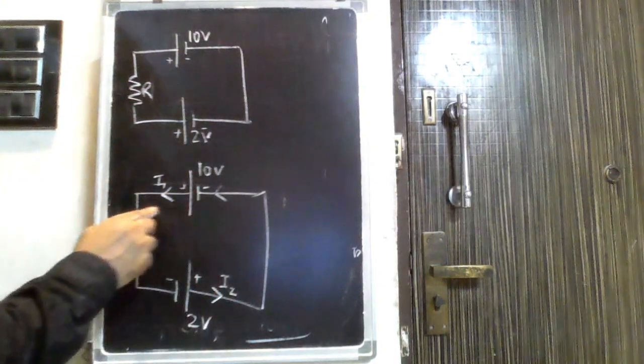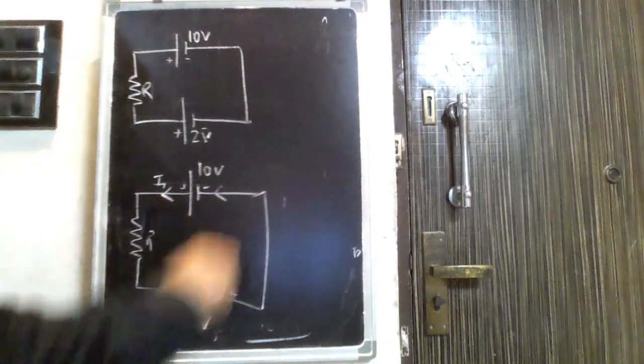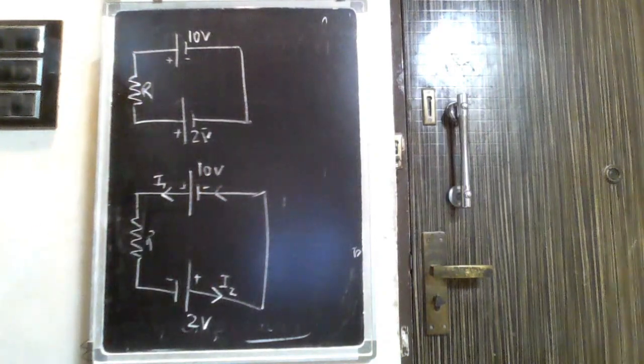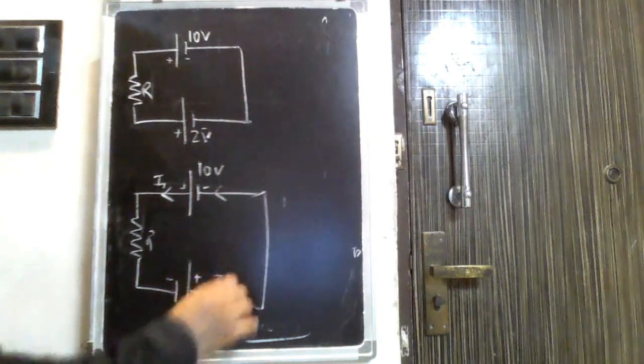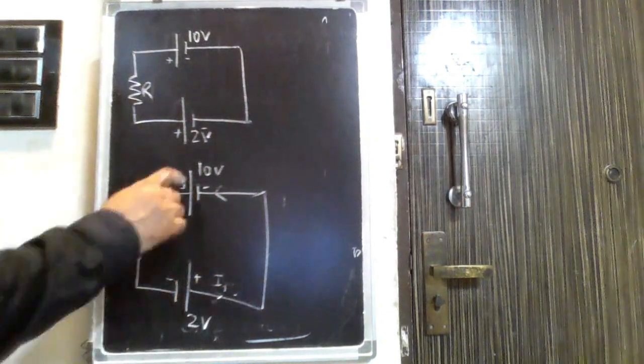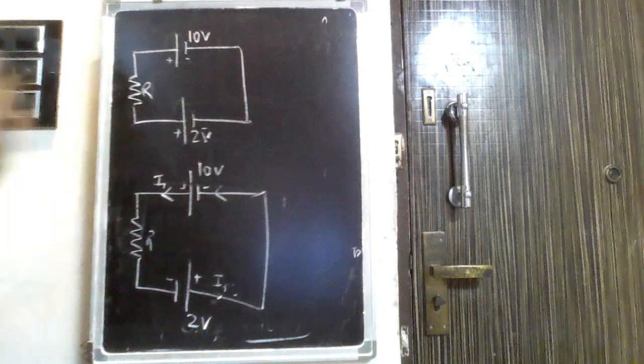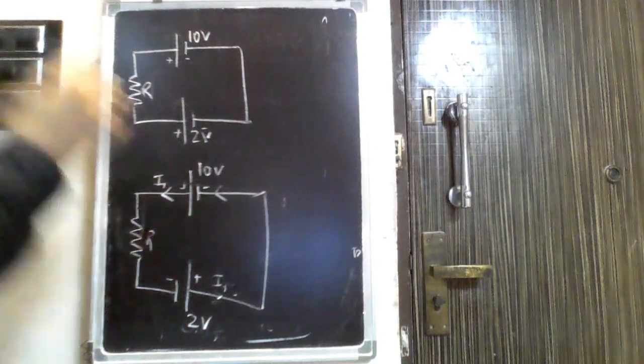But interestingly, what happens now? Both are sending current in the same direction. Normally in a circuit, the current depends on every battery together, so there will be one current only. This will not be I2, it will be I1 only. Both the batteries are now helping each other. Both of them are making the current flow happen.